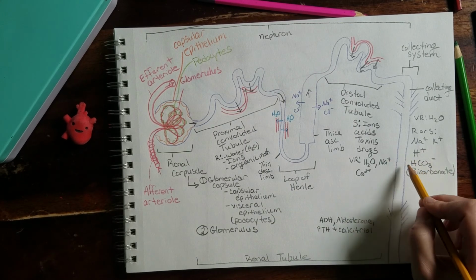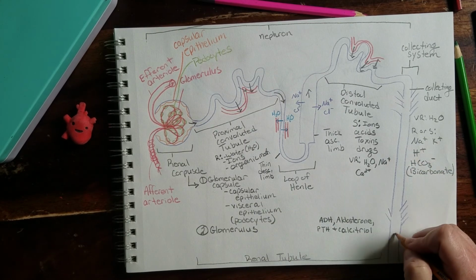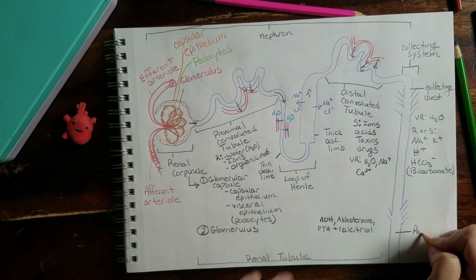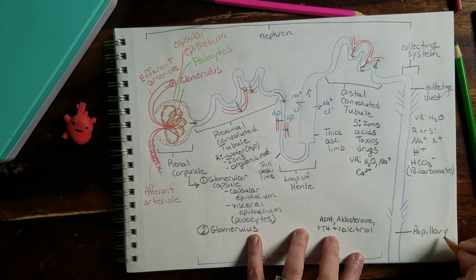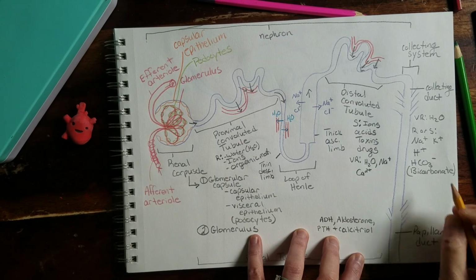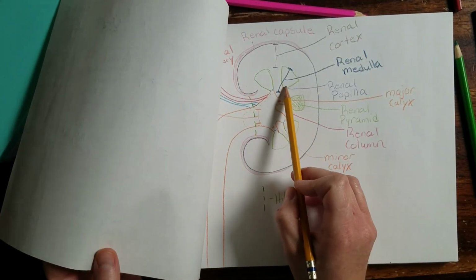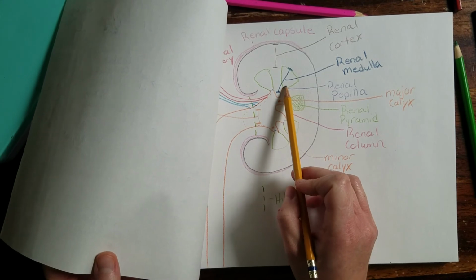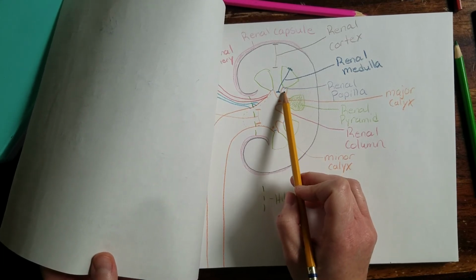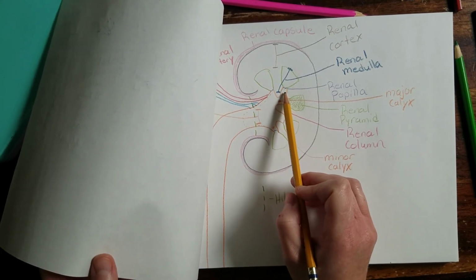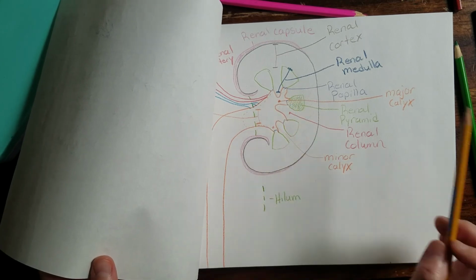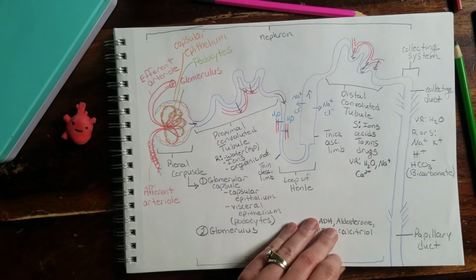So now urine is almost finished. It's going to then travel through a structure called the papillary duct. And the papillary duct is going to then lead out through the papilla, the renal papilla. And then the urine would travel through that renal papilla into the minor calyx. And we'll do this whole flow here in just a moment.